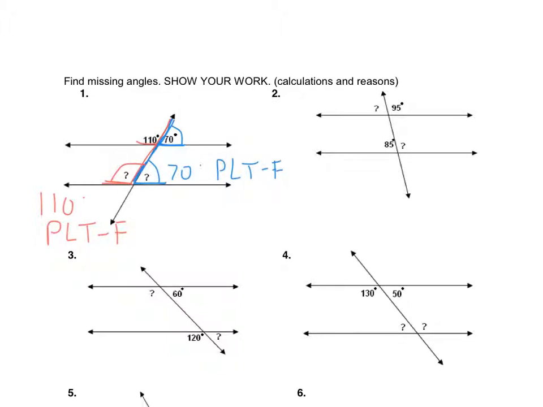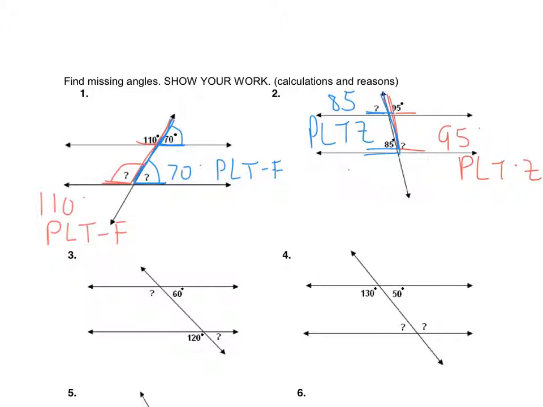In question 2, again, I have these angles at the top. So I will be using an upside down F. So this question mark is equal to 95 degrees because of PLTZ. And then I could use this upside down backwards F. So this question mark is 85 degrees, again, because of PLTZ.